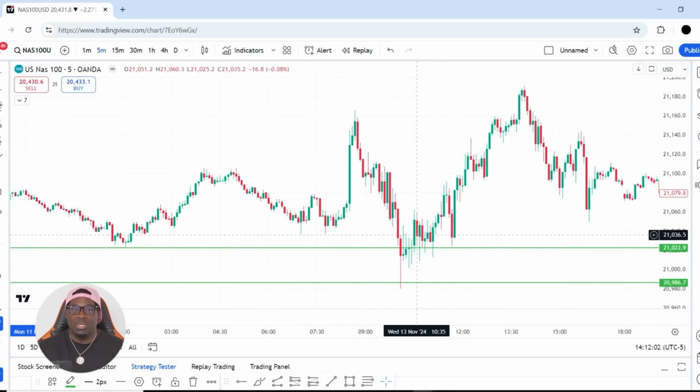I got in just because of that, okay? Nothing else. Again, I'm trying to tell you guys, I'm trying to keep it as simple as possible. Looking at support and resistance on the 5-minute chart, and looking for reactions on the 5-minute chart. So let's play the live recording.